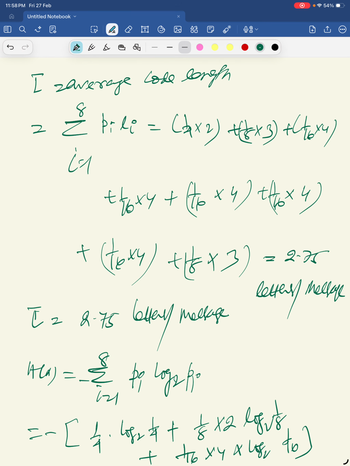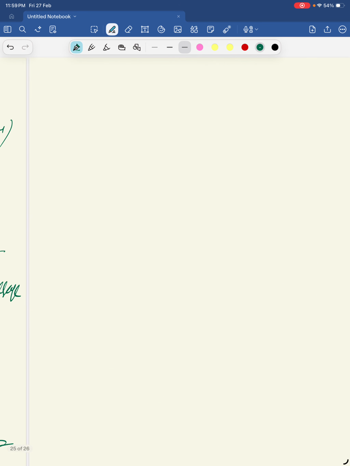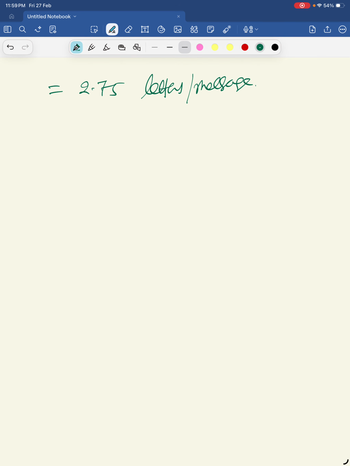So if we calculate this entropy, all of those terms, that will give you 2.75 letters per message.